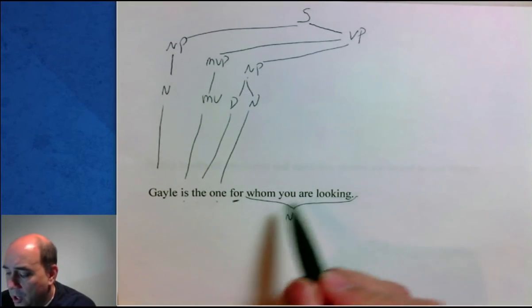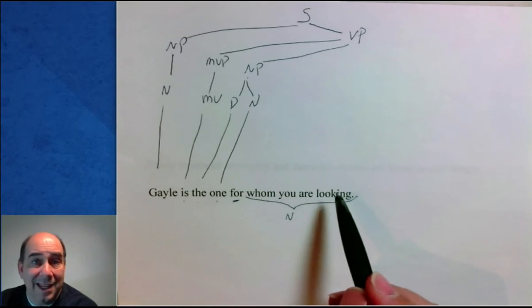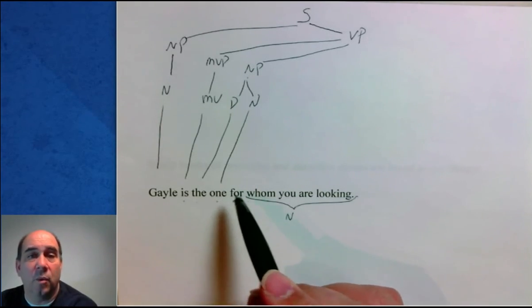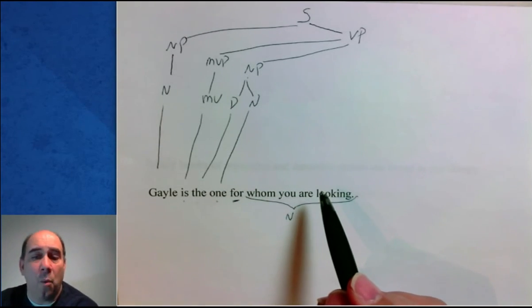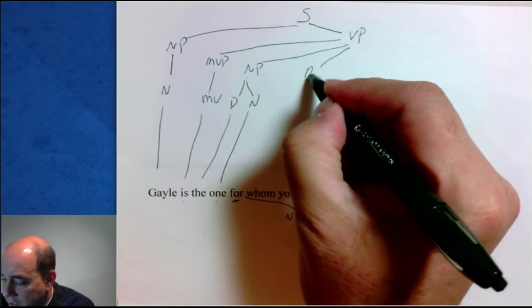For whom you are looking. What is this preposition doing? This is describing one. Gail is the one. Which one? The one I'm looking for. Oh, that one. So it's an adjective. Let's pull that off and say, okay, this is an adjective.